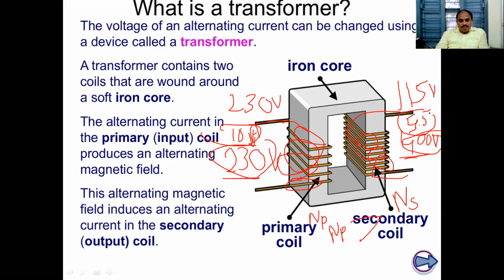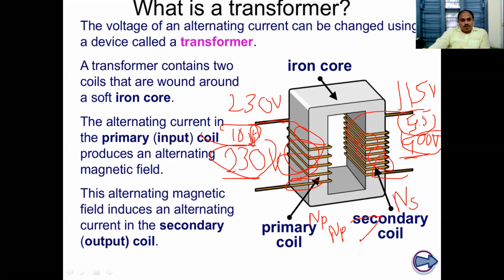Power is always constant. In a transformer, we are not able to increase the power levels. Power is always constant, somewhat decreasing to meet the losses. The power output decreases somewhat as compared to the input power to meet the losses in the transformer.